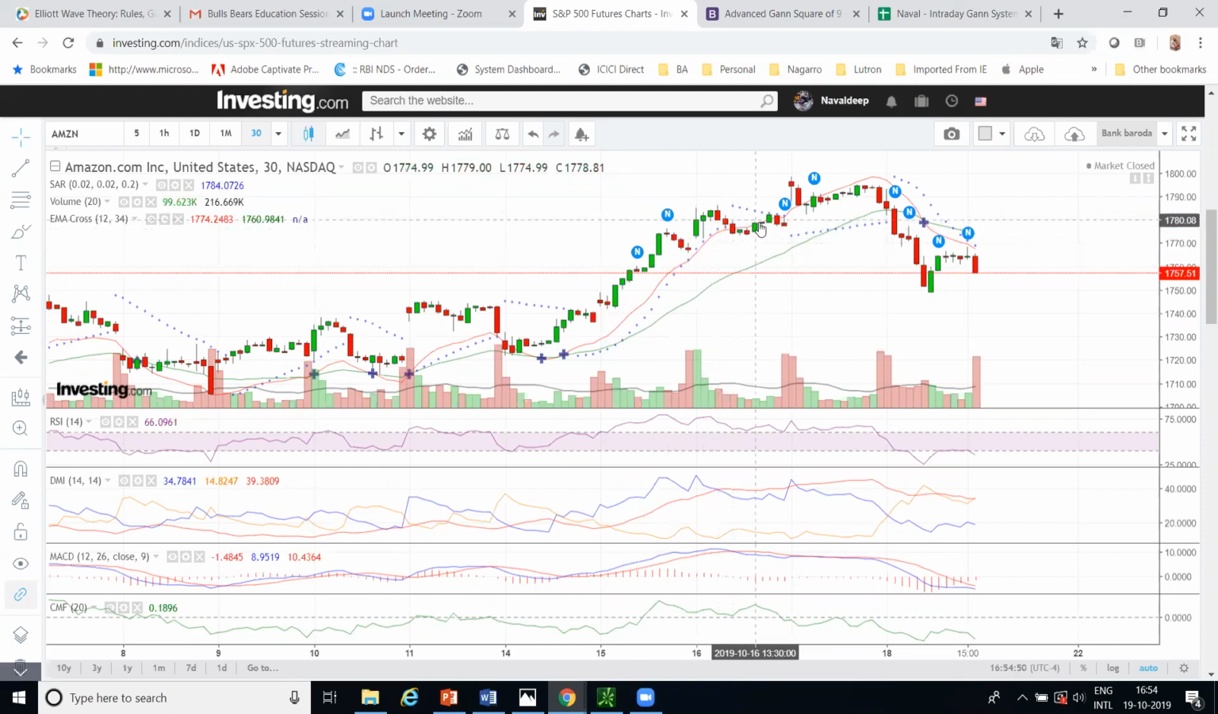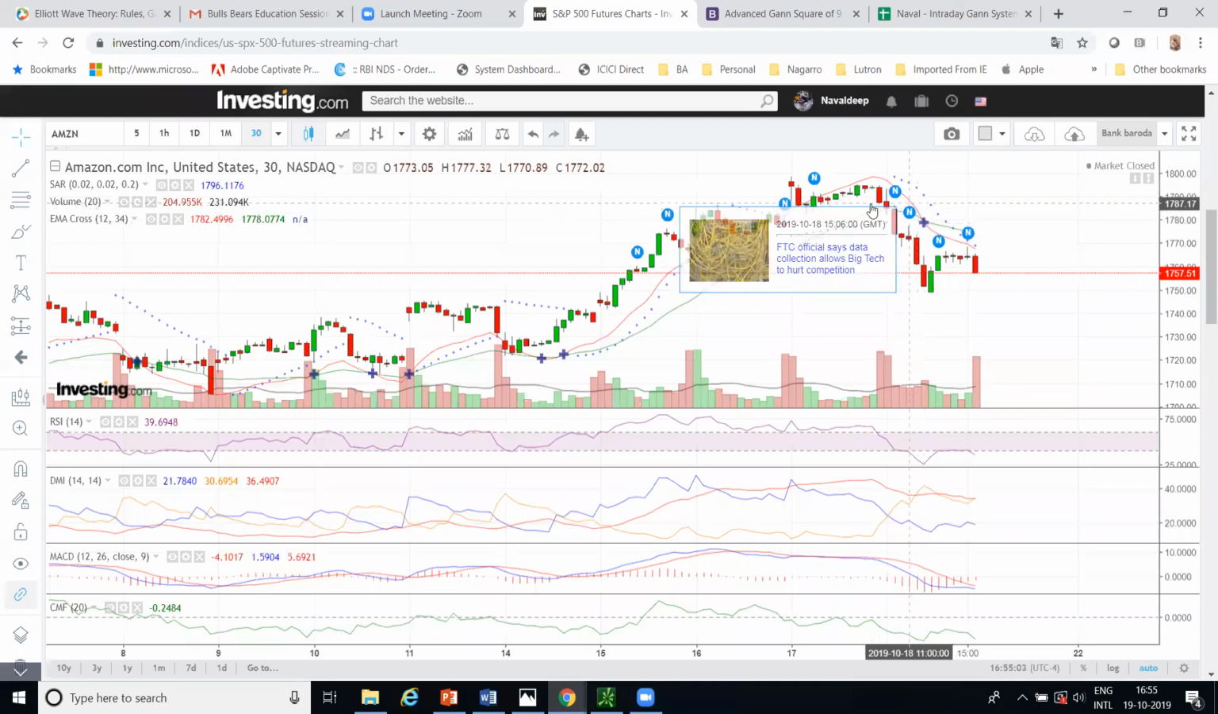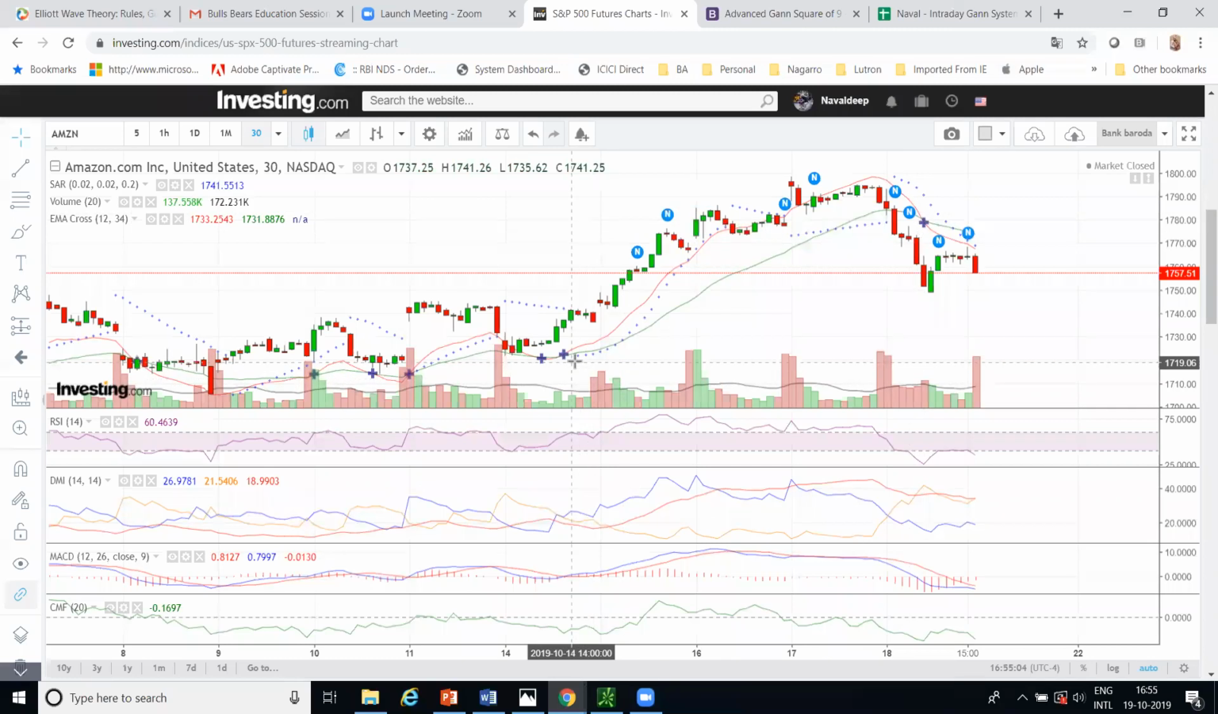It may go up, down, but it's up to me whether I want to book my profit here or wait till the actual crossover happens. This is also called stop and reverse, SAR. So if you see here, you see the stars.